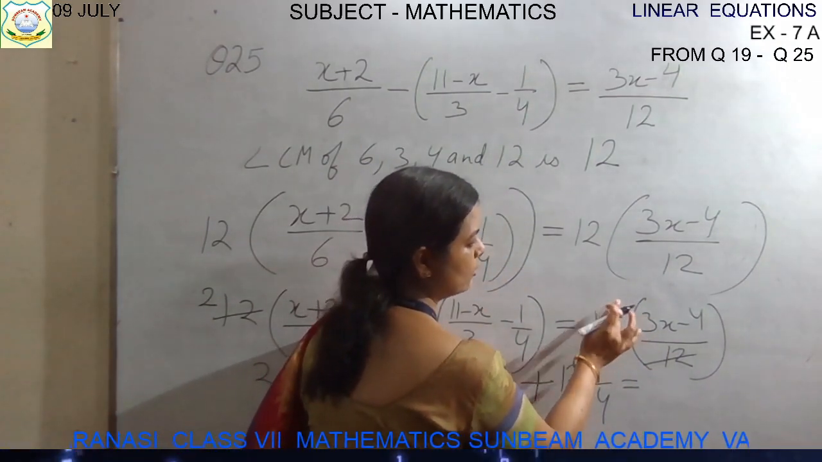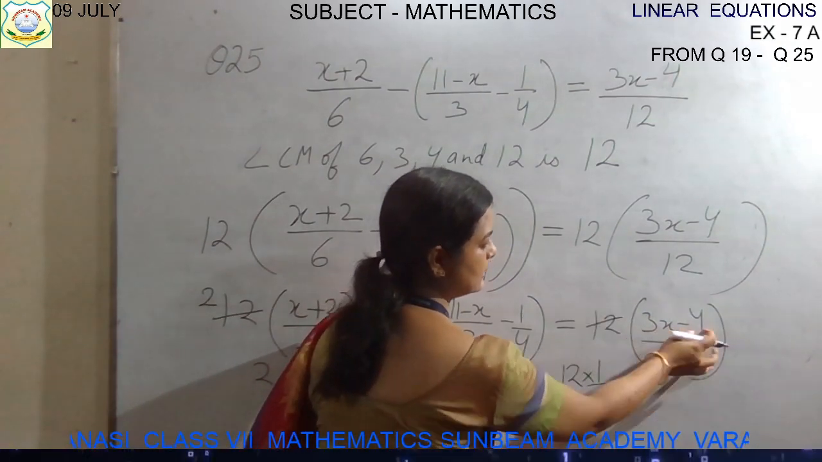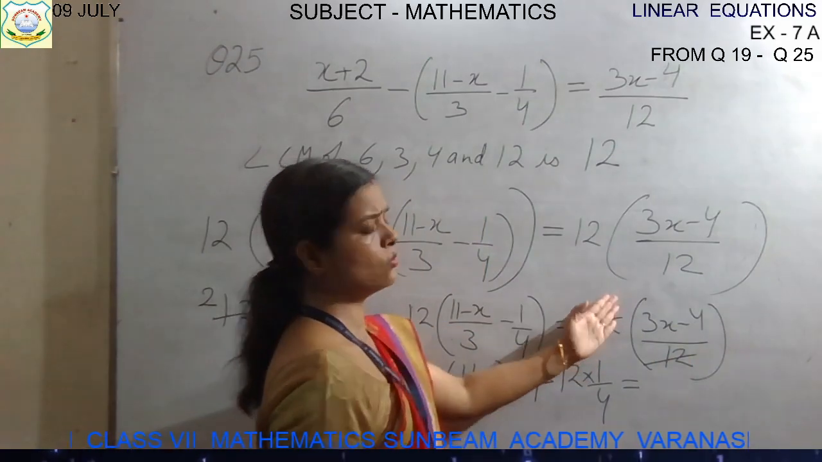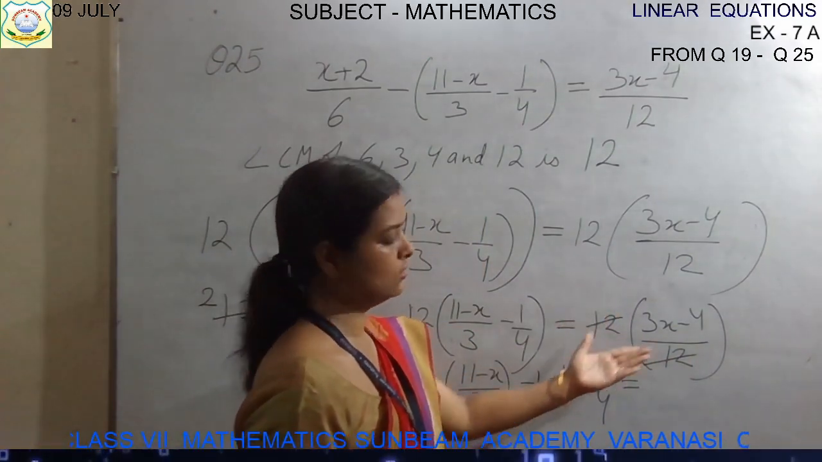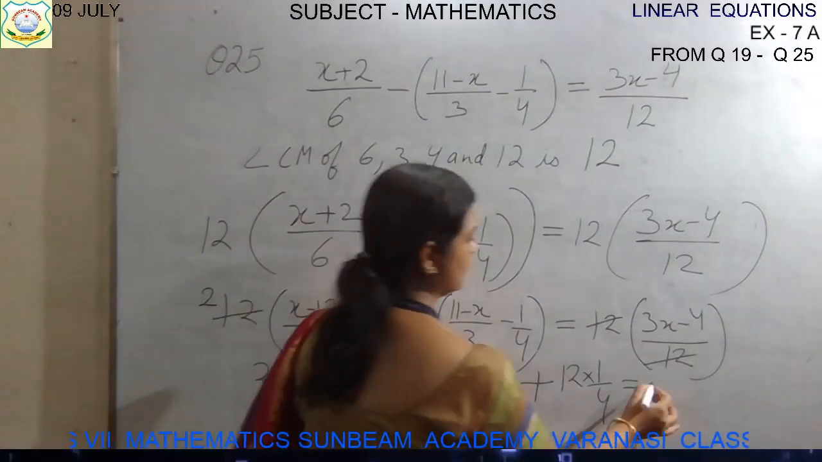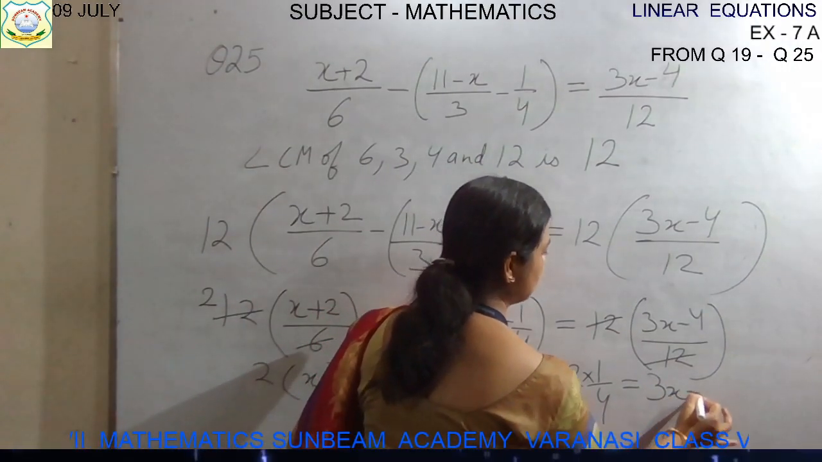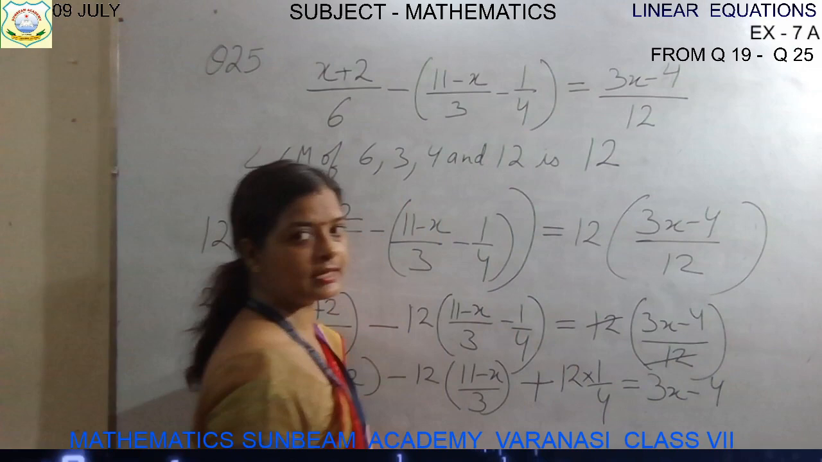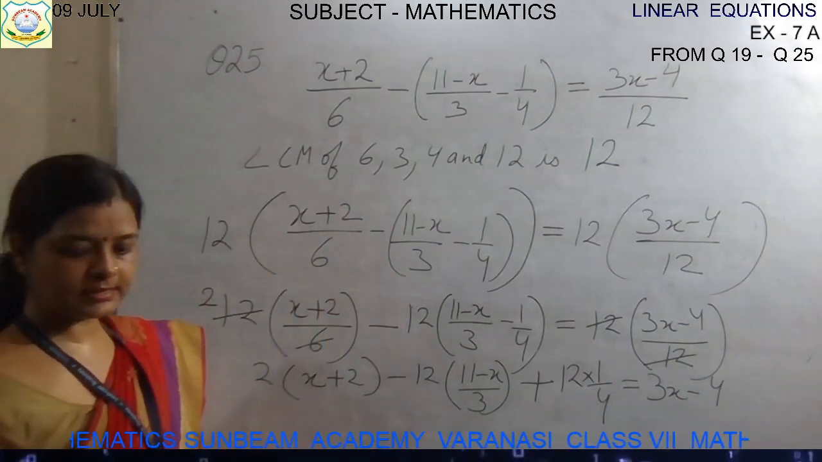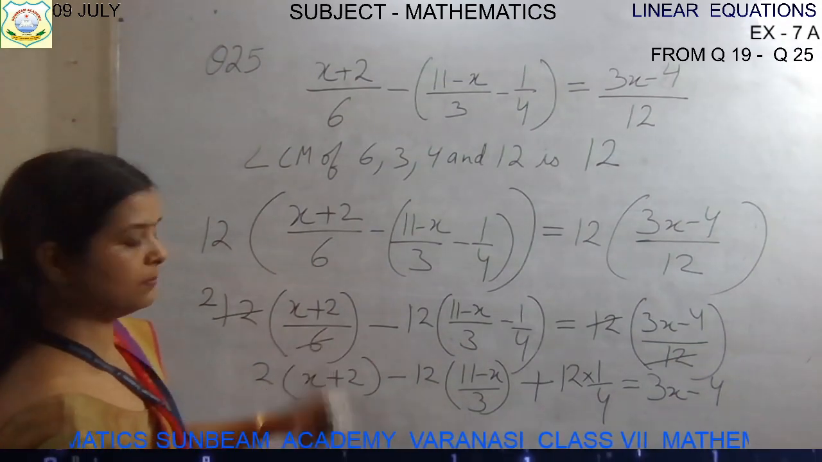So when you multiply 1 with this and this, the same number will come. If there is no number outside the bracket, that is 1. So the same numbers will come out with the same sign. It will be 3x − 4. Clear? Now I am going to erase it and then we will simplify this.